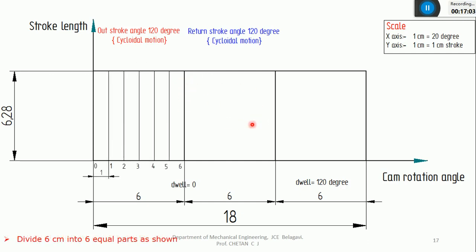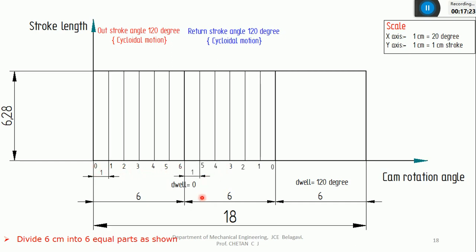Before that, I need to divide the outstroke and the return stroke into 6 equal parts, correct? Since the outstroke is 6 centimeters and I want 6 equal parts, 6 by 6 is 1 centimeter. So each division will be 1 centimeter, and I can name them 0, 1, 2, 3, 4, 5, 6. Similarly, I'll divide the return stroke of 6 centimeters into 6 equal parts, again 1 centimeter each.